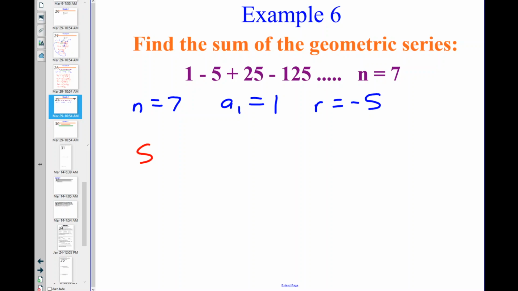So the sum of these 7 numbers is equal to, now here, this case I'm not going to do it anymore. That's it. I've given up. When the a sub 1 is 1, we don't need it outside. Anything times 1 is itself. So I'm going to just jump to the inside of the parentheses and write 1 minus the common ratio, which is -5 to the power of 7 over 1 minus -5.